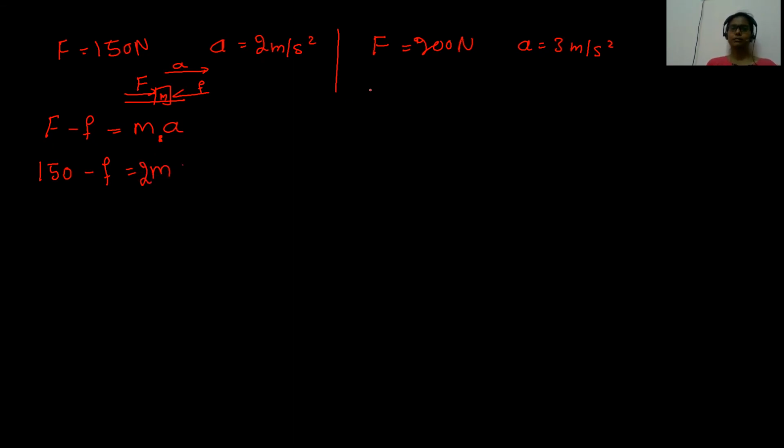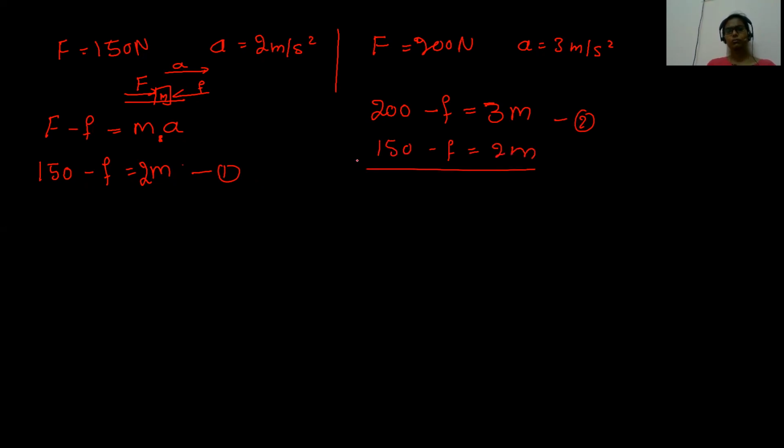Understood? Let us similarly write for the second. Here also, in the place of F it is 200, minus the frictional force, is equal to mass times acceleration, where acceleration is 3 and mass is m. These are the two conditions. Let us solve these two equations. Let us take these as equation 1 and equation 2. Write equation 1 here: 150 minus f is equal to 2m.